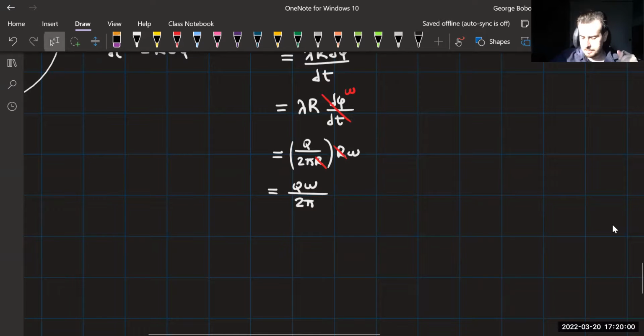over 2 pi. Let me pause one sec, because I think Leah's trying to reconnect. One second.